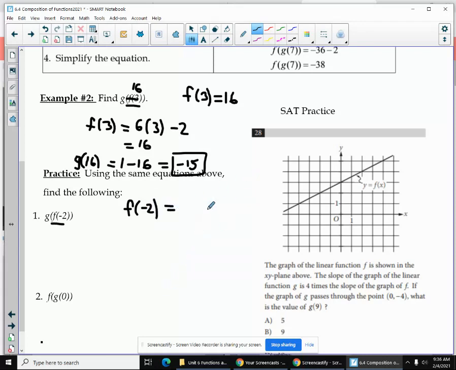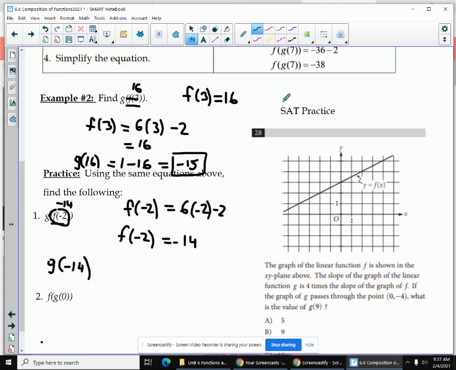And if you check the functions on top, f of x is 6x minus 2, so it will be 6 times negative 2 minus 2. 6 times negative 2 is negative 12. Negative 12 minus 2 is negative 14. So f of negative 2 is equal to negative 14. In other words, when the input is negative 2, the output is negative 14. Okay? So this input can be replaced with negative 14. Then I have to do g of negative 14.